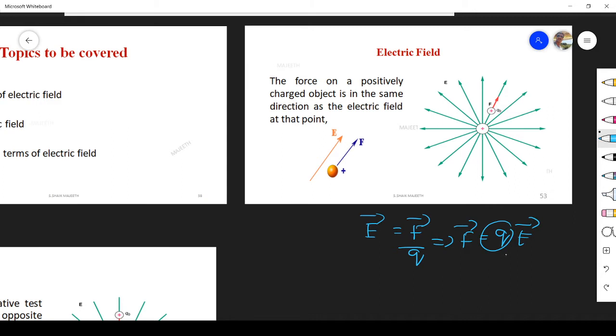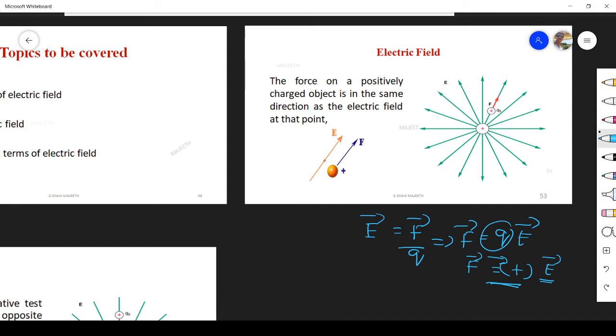So this is just a number, a scalar. So a vector multiplied by a scalar is a vector only. So that is a positive multiple of the vector, right? So force is some positive multiple of E. So both are having the same direction. Force and the electric field are having the same direction for a positive charge.